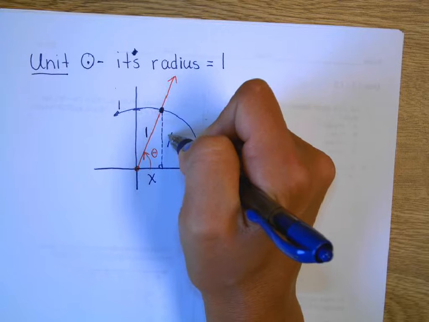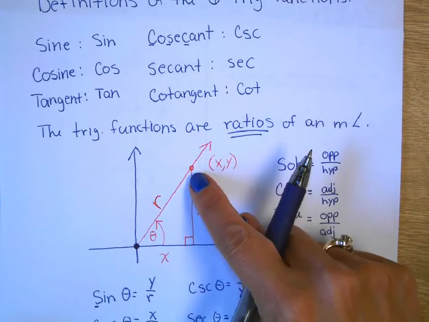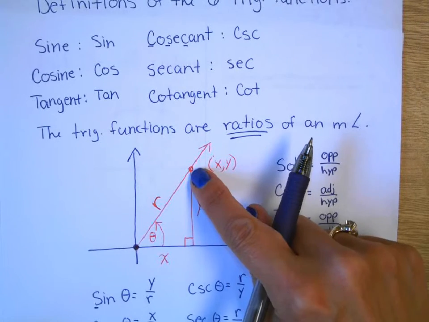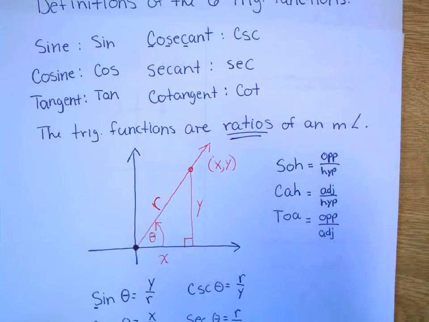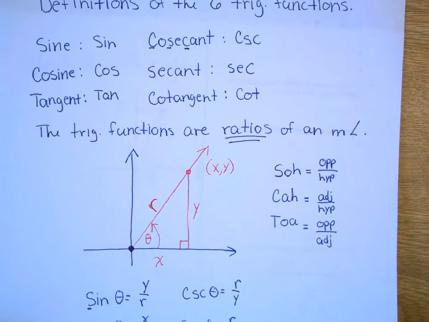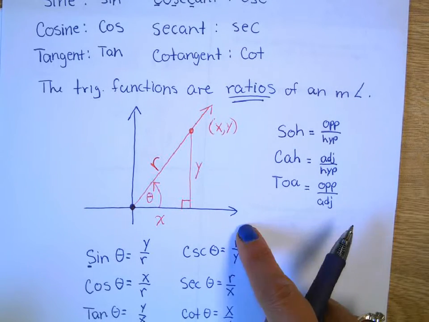This side is a y. So instead of picking a generic point on the ray that could be any distance away, I'm choosing to pick the point that's exactly 1 unit away from the origin. Everybody with me? Now I want to see what happens to these ratios when I land on the unit circle.